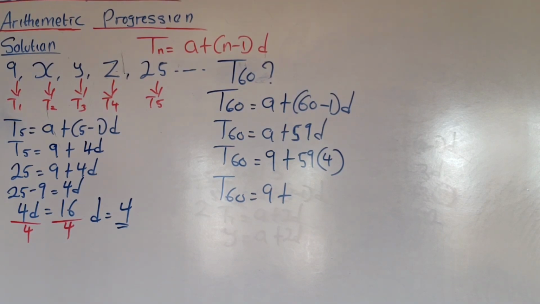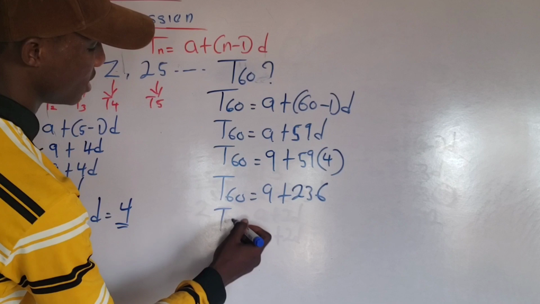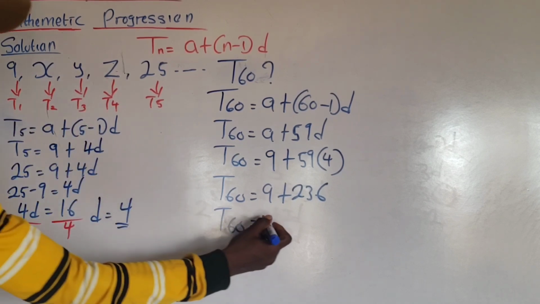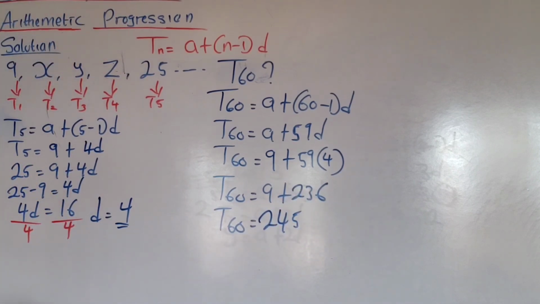That will give us 236. You understand? That will be 236. So the 60th term is equals to 9 plus 236. That will give us, if you add 9 to that, that is 245. Okay? So here I'm going to have 245 as the 60th term. Now, that is the second question under the question.